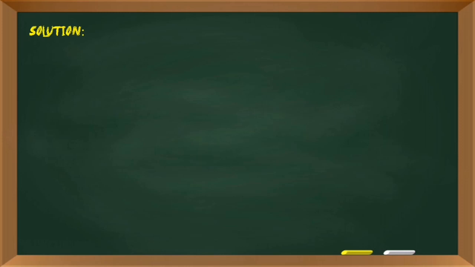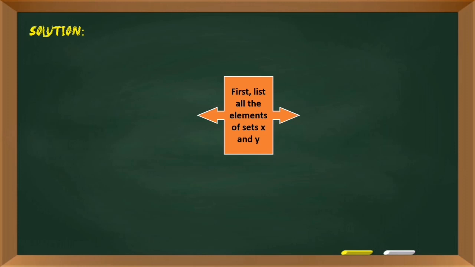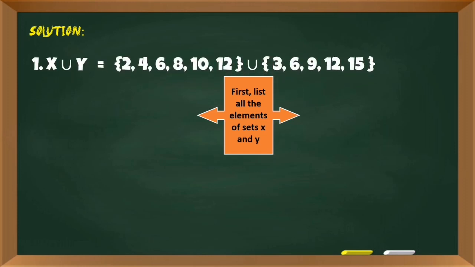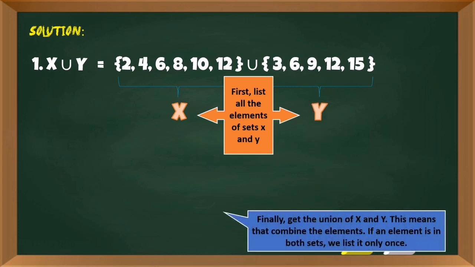Let's have the solution for number 1. The first thing you need to do is to list all the elements of set X and set Y. So these are the elements of set X and these are the elements of set Y. Finally, get the union of sets X and Y. This means that combine the elements in both sets. If an element is in both sets, we list it only once. Let's list first the elements in set X. So we have 2, 4, 6, 8, 10, and 12.